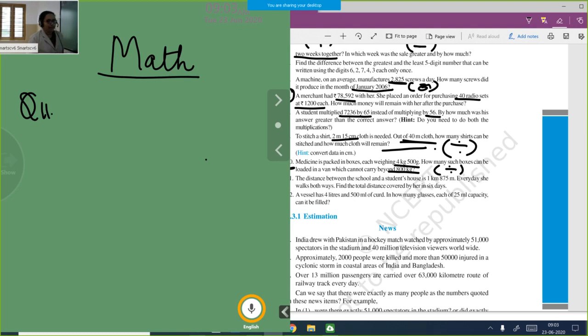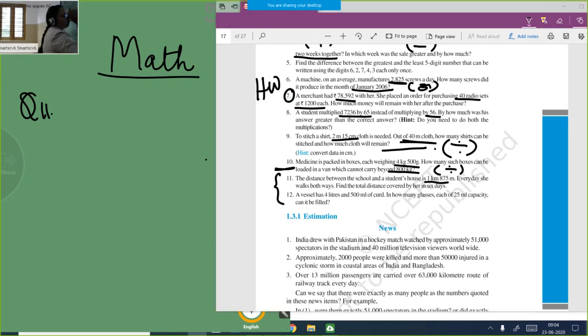The distance between the school and a student's house is 1 kilometer 875 meter. Every day she walks both the ways. Find the total distance covered by her in 6 days. That is the question.